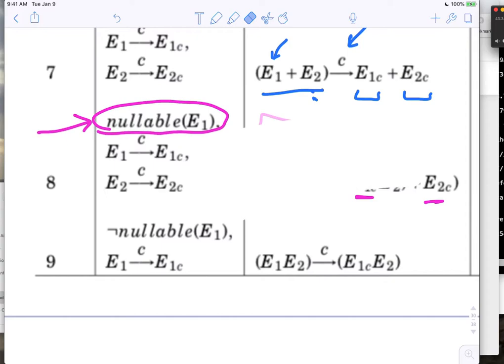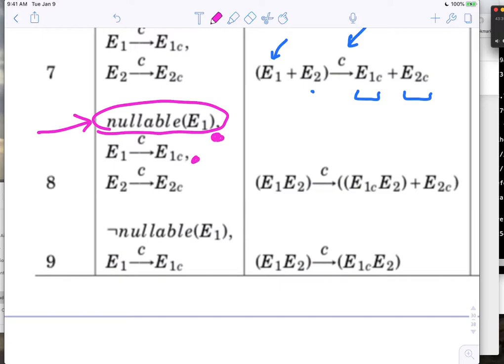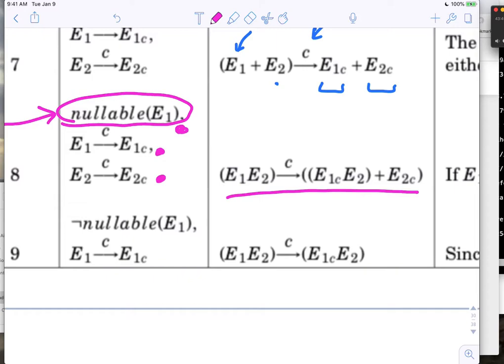How? E1 can derive through C, E1C. E2 can derive through C, E2C. Then you are asked, what about E1, E2 through C? But you are given nullable E1, right? Since it's nullable, there is a cut-through path through E1. E1 is transparent. So you could derive from E2 and keep a copy right here. It's essentially regarding the epsilon case hidden in E1 and then eating from E2.